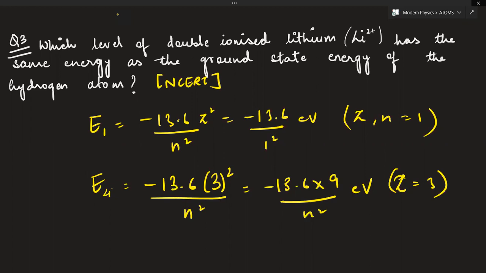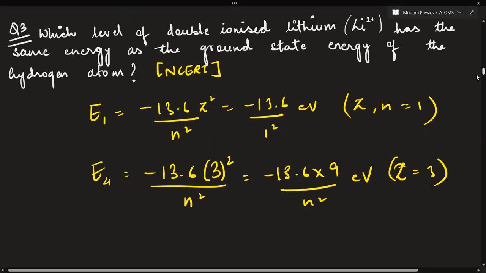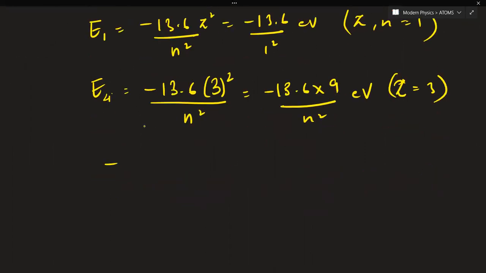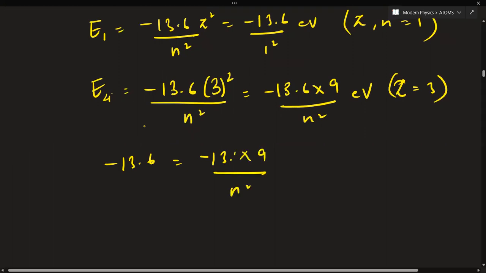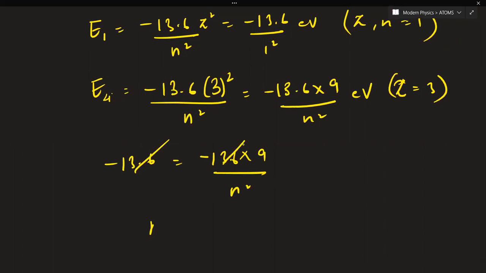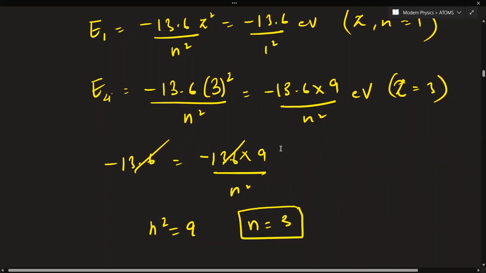Now take both and equate them because both are given equal. So minus 13.6 is equal to minus 13.6 into 9 by n square. 13.6 cancels, n square is 9, n is equal to 3. So exactly at the third level of lithium and the ground state energy of hydrogen, both are the same. Fine, note down this question.